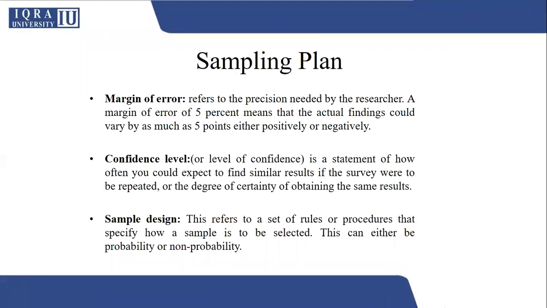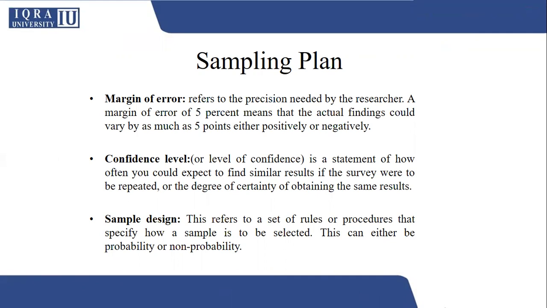Margin of error, it refers to the precision needed by the researcher. A margin of error of 5% means that actual finding could vary by as much as 5 points either positively or negative.